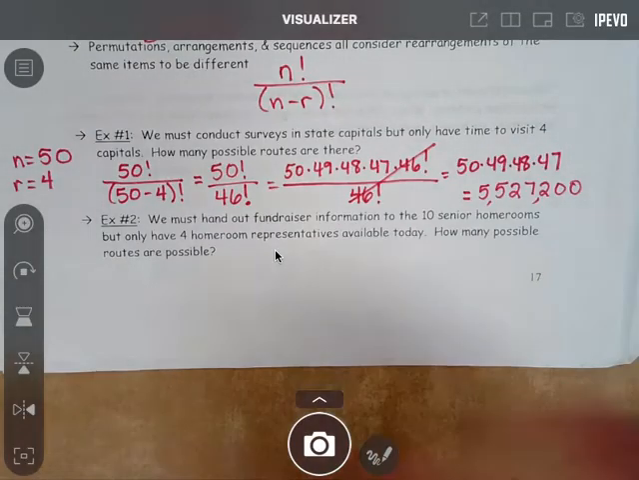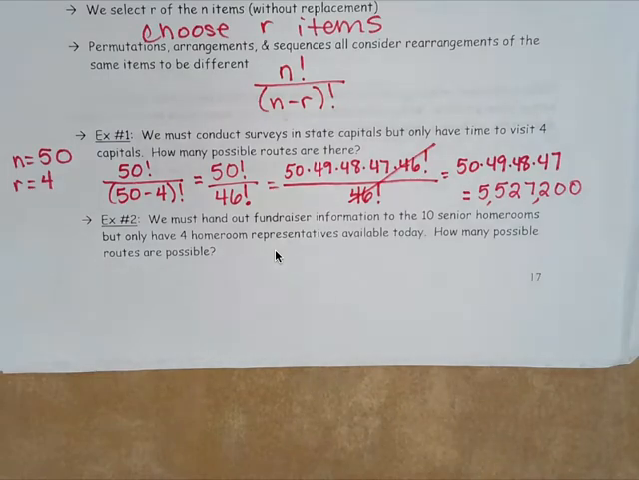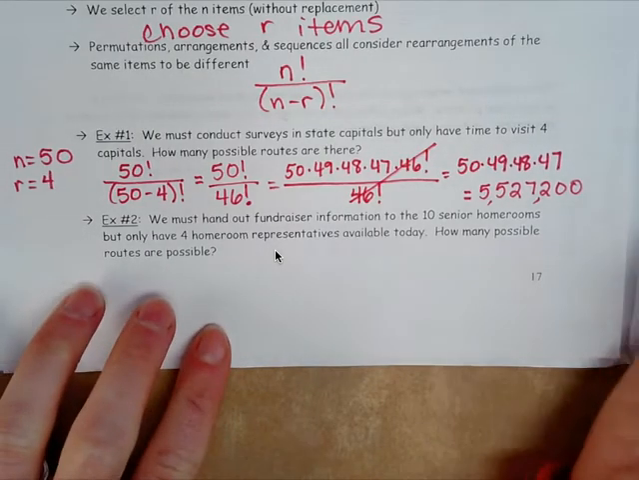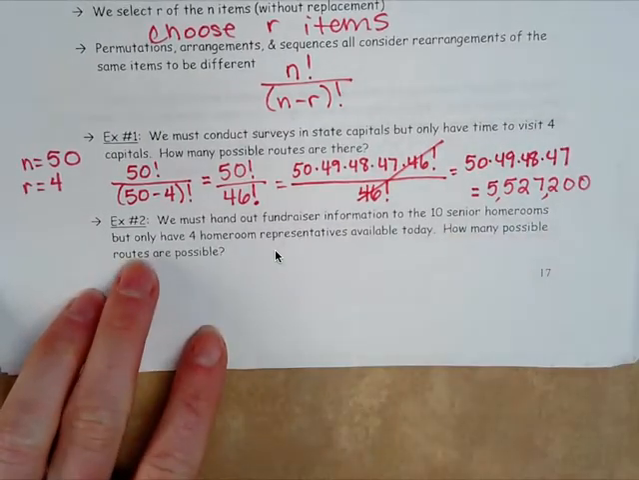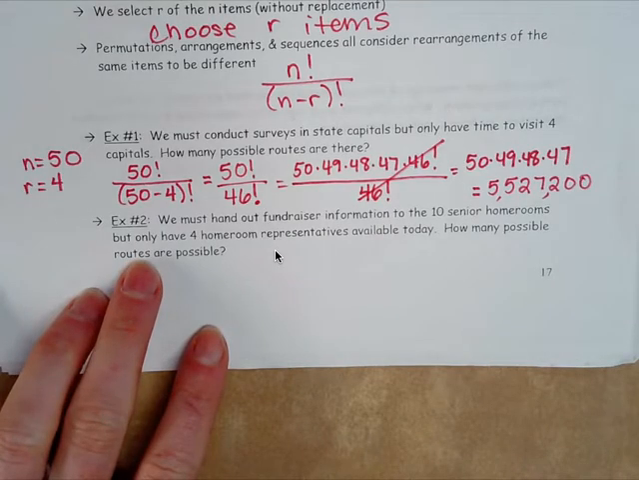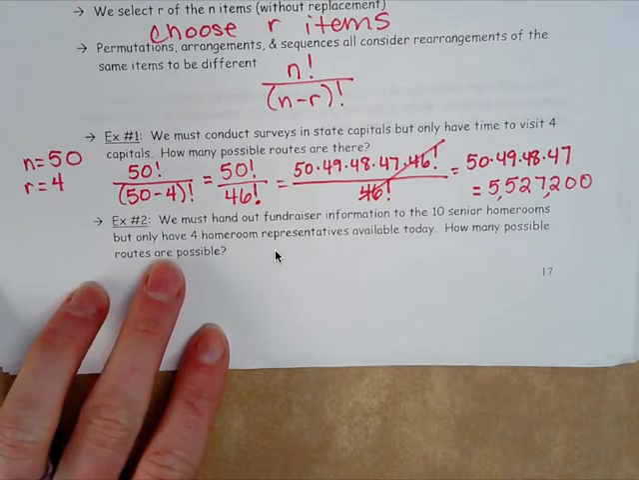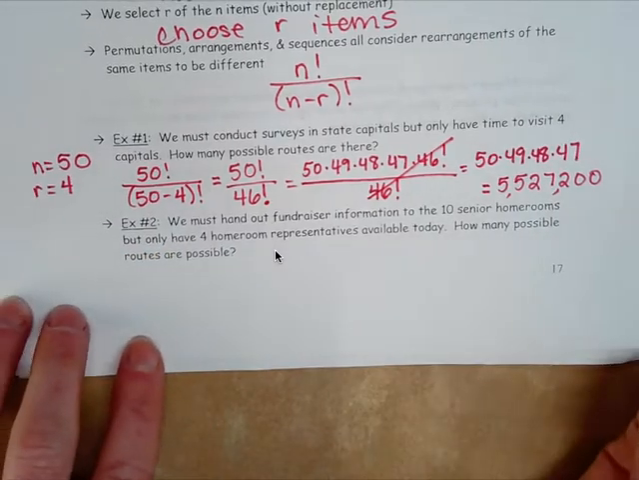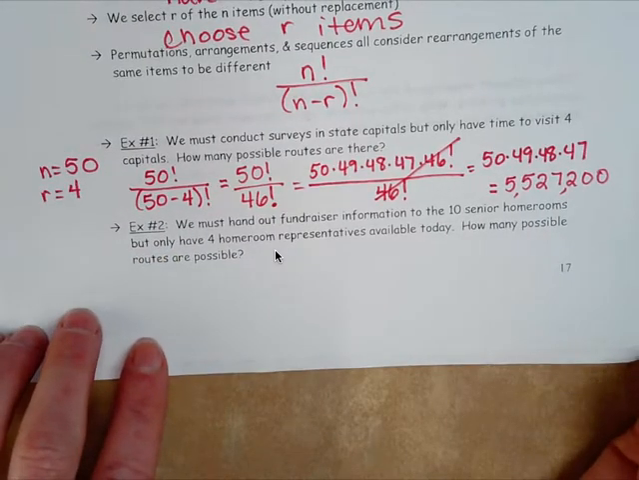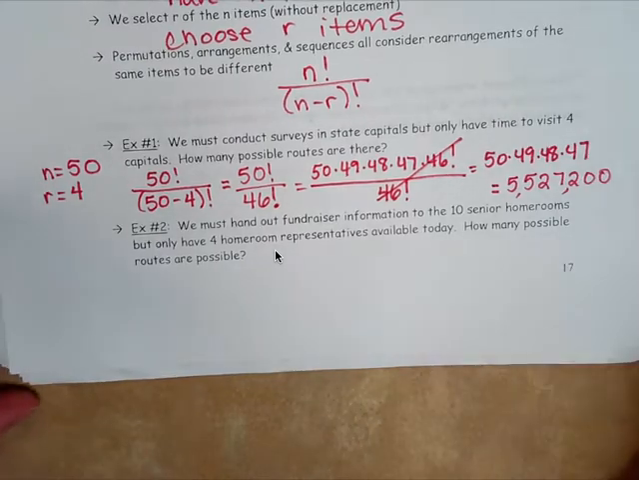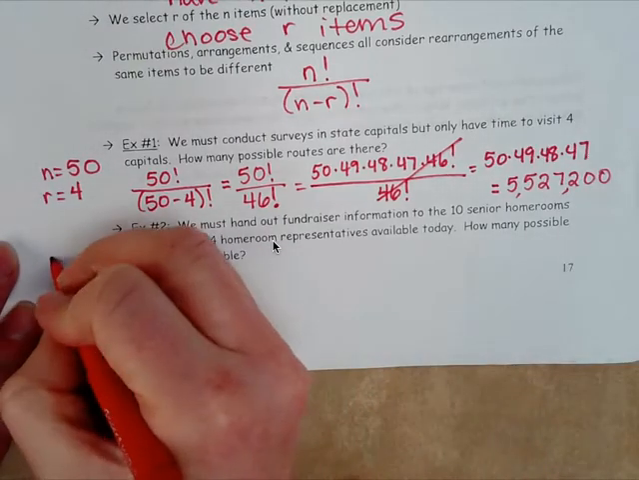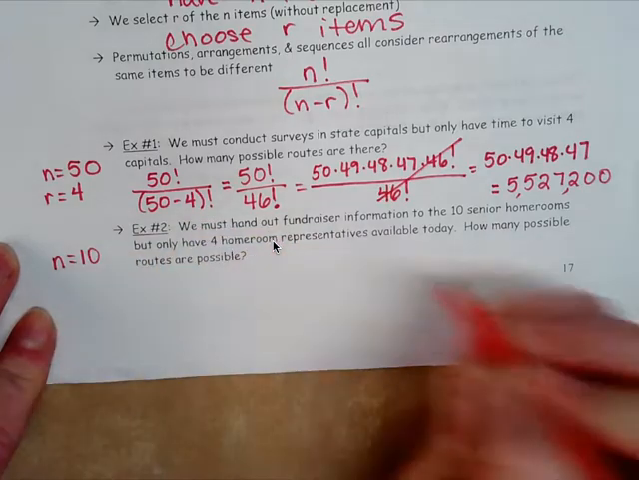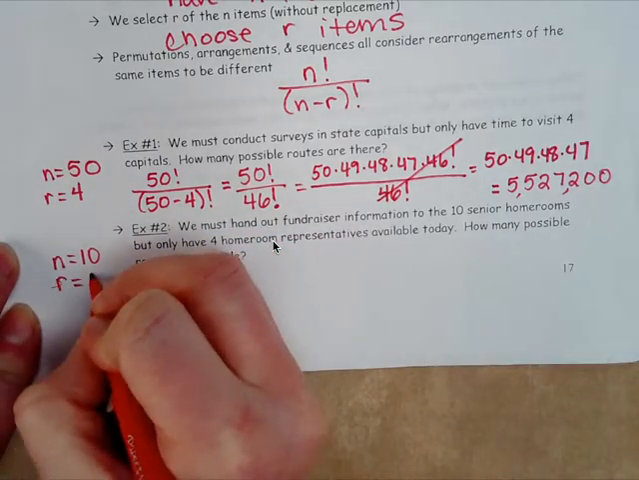All right, so let's do one more problem for this part. We must hand out fundraiser information to 10 senior homerooms, but only 4 homeroom representatives are available today, so we only have those. How many possible routes are available? So how many rooms do we have to go to? 10. And how many are we choosing? 4.